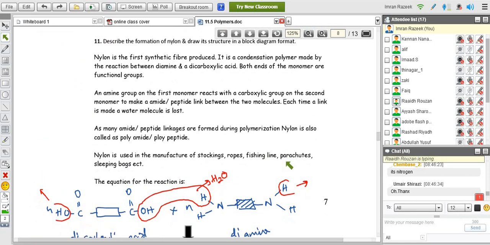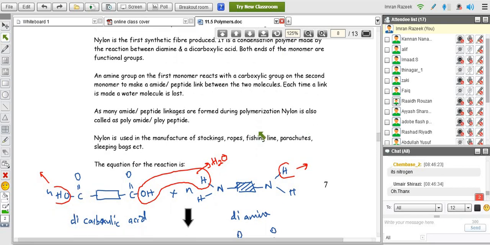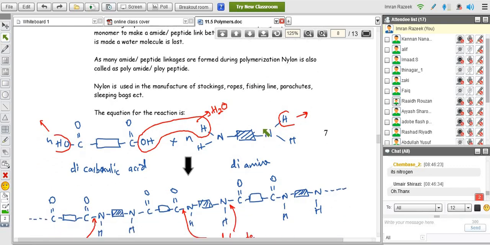So nylon is the first synthetic fiber produced. It is a condensation polymer made by the reaction between diamine and dicarboxylic acid. Both ends of the monomer are functional groups. An amine group on the first monomer reacts with the carboxylic group on the second monomer to make the amide or the peptide link between the 2 molecules. Each time a link is made, a water molecule is lost. As many peptide or amide linkages are formed during polymerization, nylon is also called polyamide or polypeptide. Nylon is used in the manufacture of stockings, ropes, fishing lines, parachutes, sleeping bags, etc.